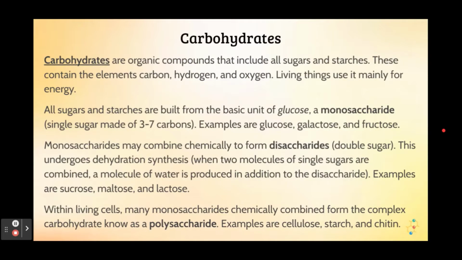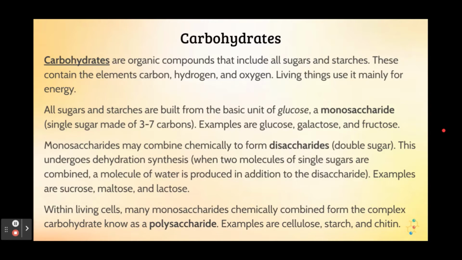All right, so first up we have carbohydrates. Carbohydrates are organic compounds that include all sugars and starches. These contain the elements carbon, hydrogen, and oxygen, and living things use them mainly for energy. All sugars and starches are built from the basic unit of glucose, which is a monosaccharide. A monosaccharide is a single sugar made of 3 to 7 carbons, and examples of monosaccharides are glucose, galactose, and fructose.